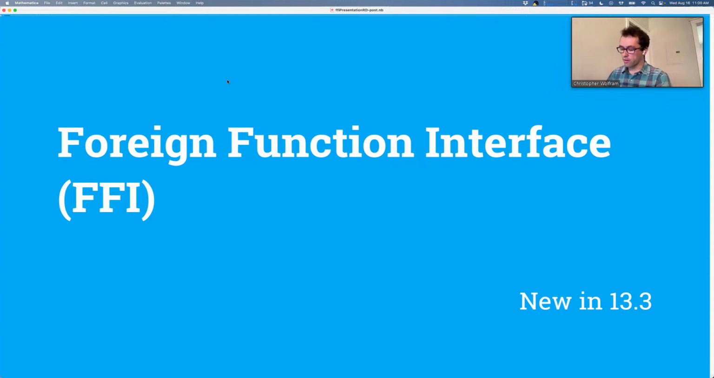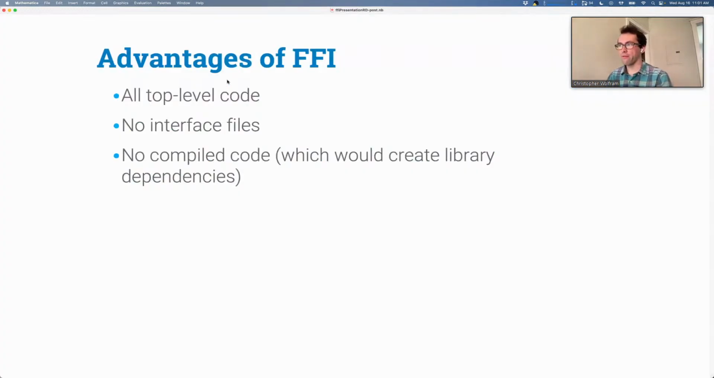Now, there are a few different existing systems that we have for connecting to dynamic libraries. In particular, there's LibraryLink, which has been around for a while, and there is the compiler, through FunctionCompile and through LibraryFunctionDeclaration, which also has a way of calling functions from external libraries. Each of those has its own kind of uses, but the main difference with FFI is that it essentially lets you do a lot more in top-level code.